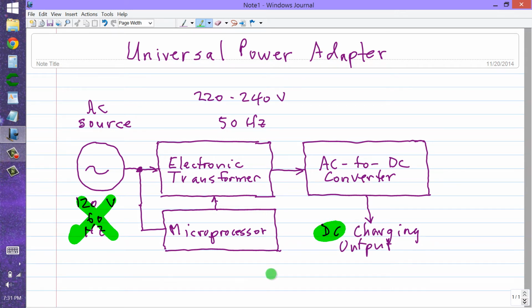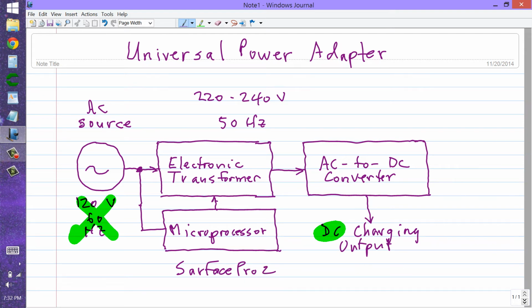So what I would do is I would have an electronic transformer, a solid state version of some kind of transformer that transforms down to the charging voltage that you need for your device. And in order to obtain that voltage, you're going to have a microprocessor. And you're going to have to tell that microprocessor what unit you want to charge. Say, for example, maybe it's like my Surface Pro. I believe it's called the Surface Pro 2.